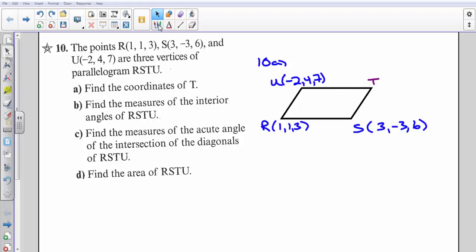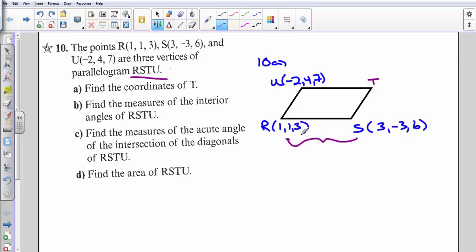So first thing to note, when the letters are listed in that order, it means that we can travel from R to S to T to U to get around the four vertices of the parallelogram. I'm given the coordinates of each of the vertices, and so what I need to know is basically what's happening along this path. What is vector RS specifically? And because it's a parallelogram, then vector UT will be the exact same vector.